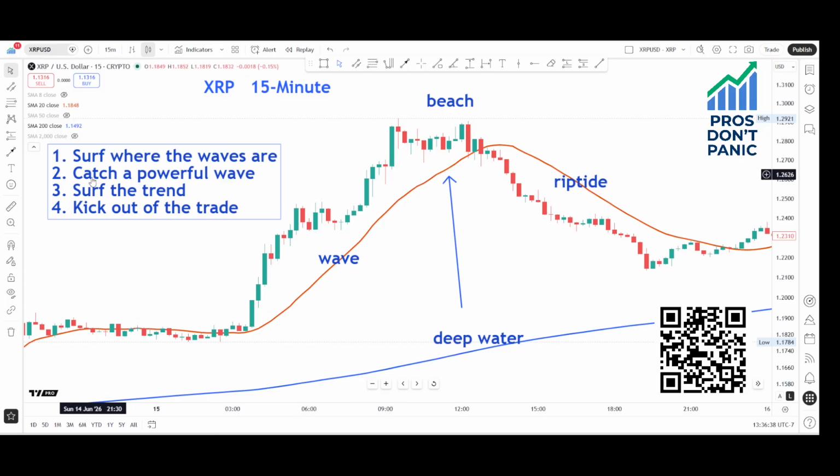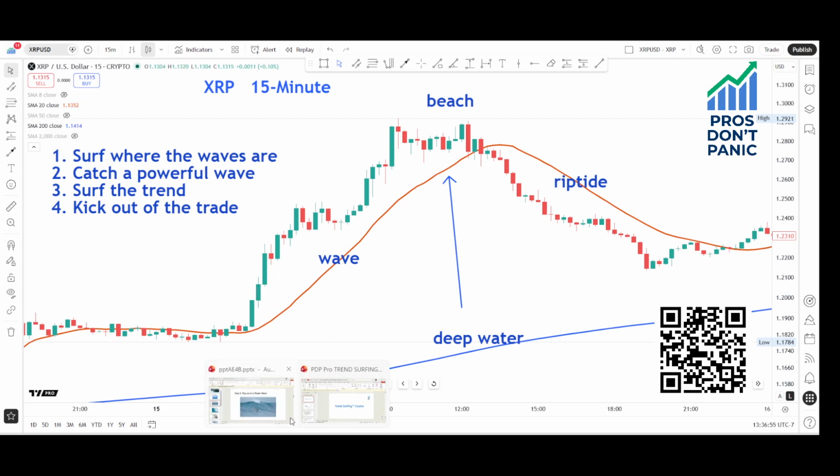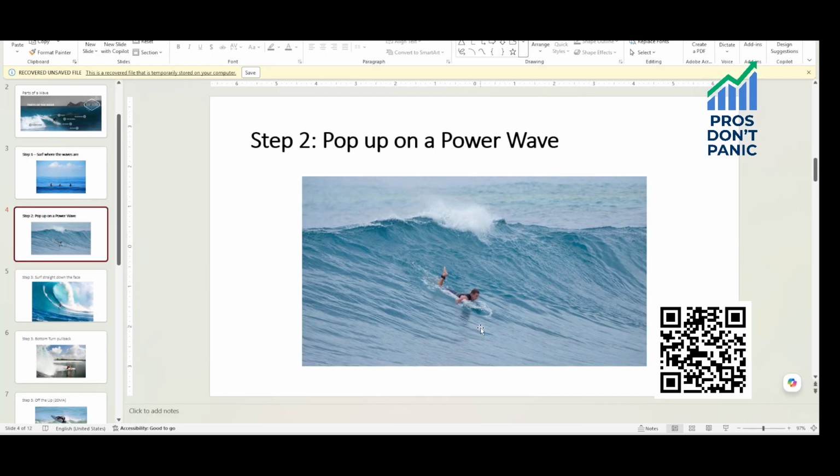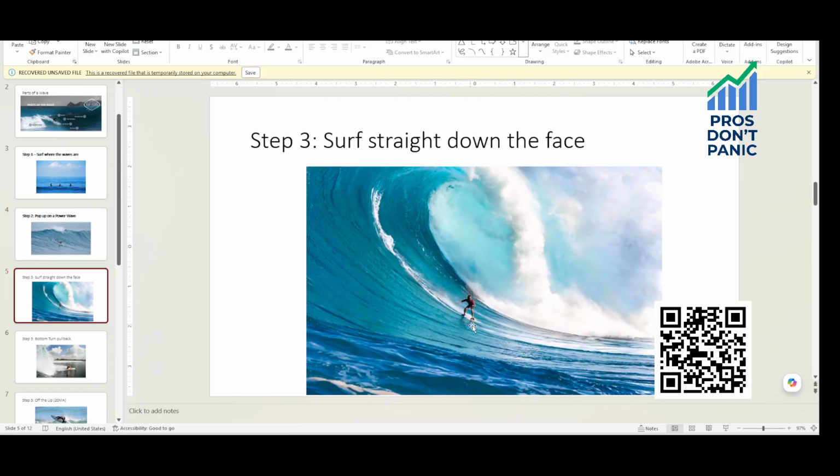All right, so what's the third step? Surf the trend. All right, there's two things that we really want to look at in this trend. The first thing is that we generally want to grab two faces, and then we want to get out. So what does it mean to catch a face of the wave? So this is the face of the wave. You're coming down the face. You're coming down the face. That's where the power is.